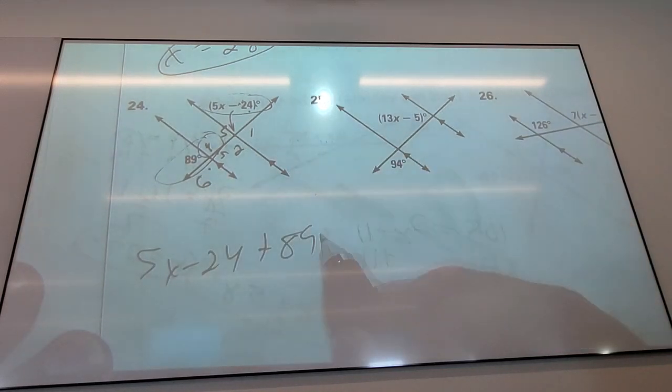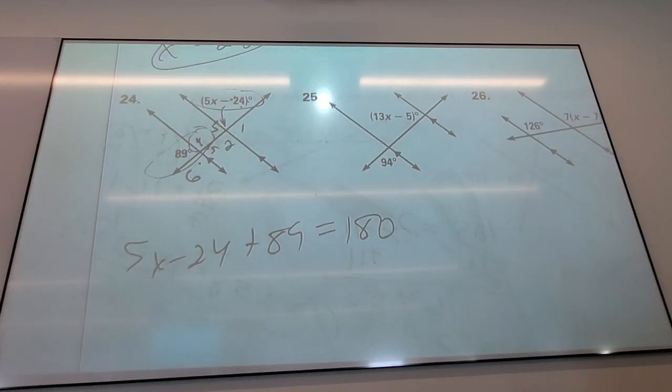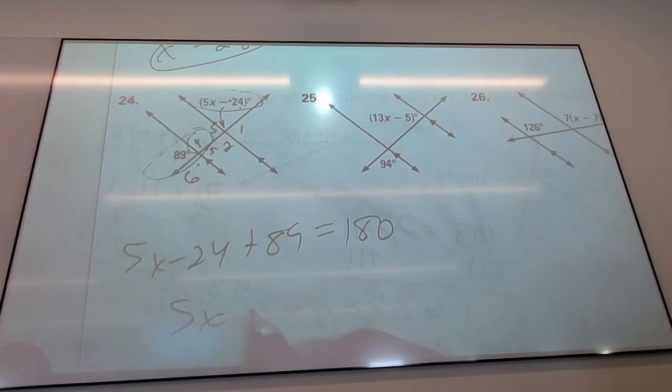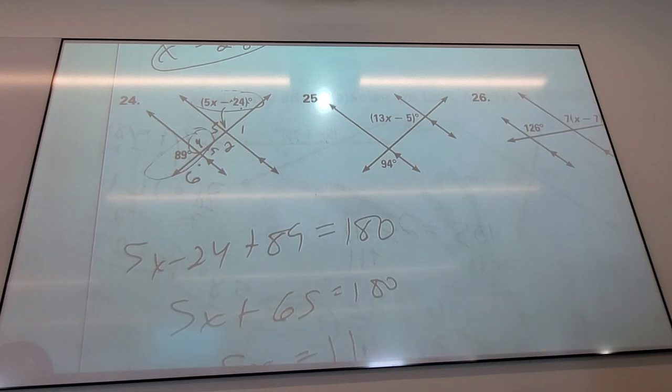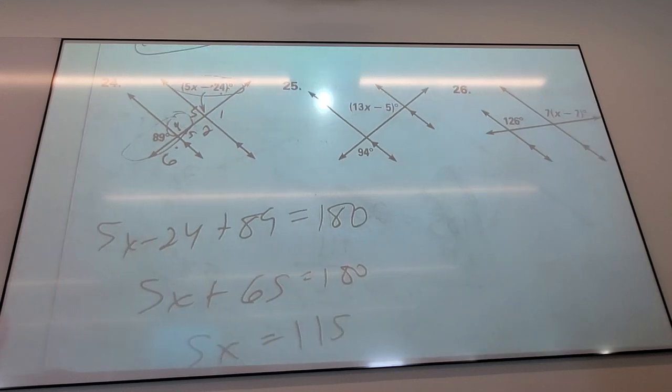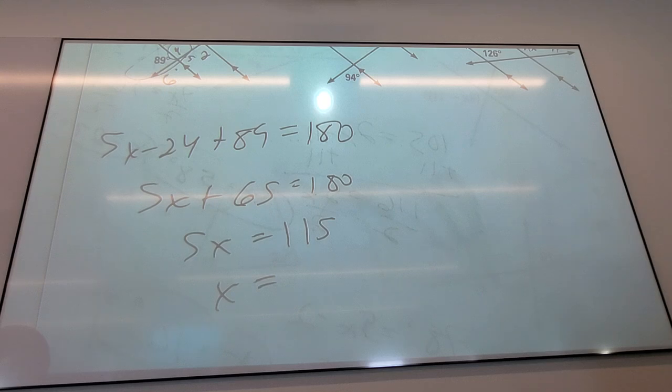Is that 89? Yes. So we get 5x plus 65. Subtract 65, I get 115, divide by 5, 23.